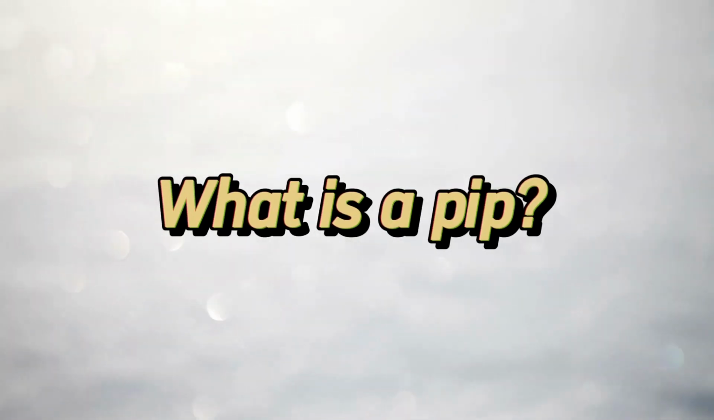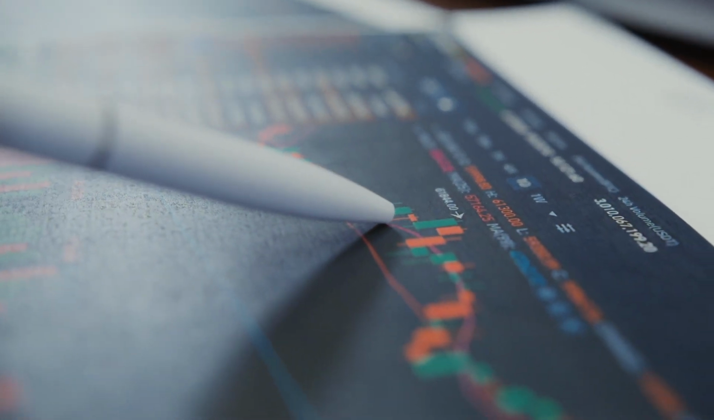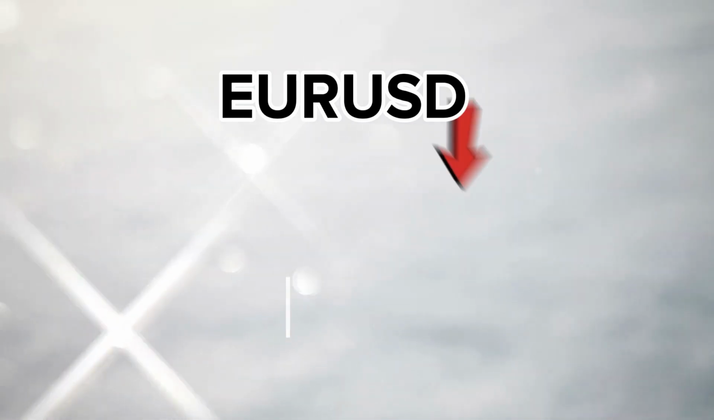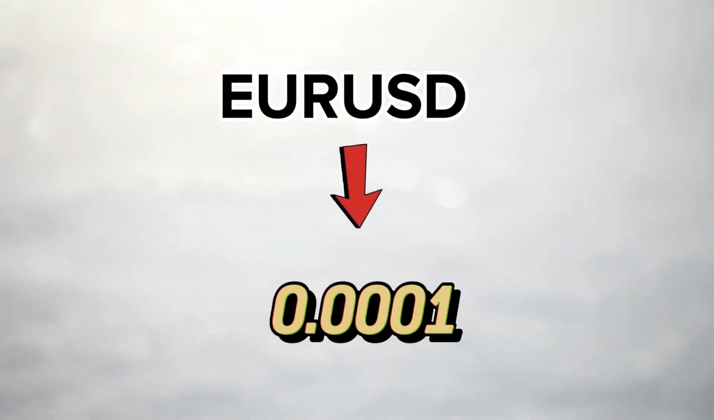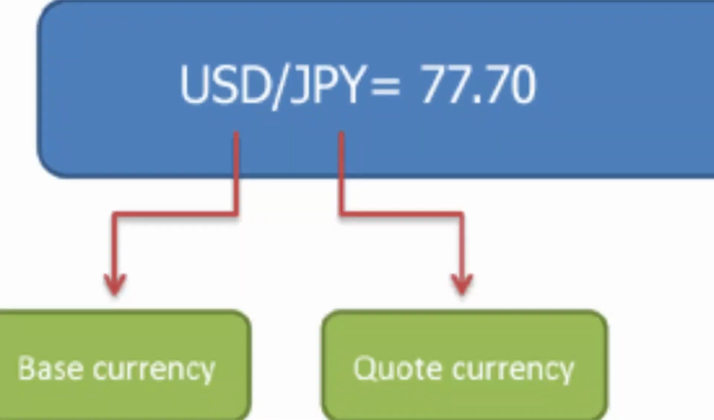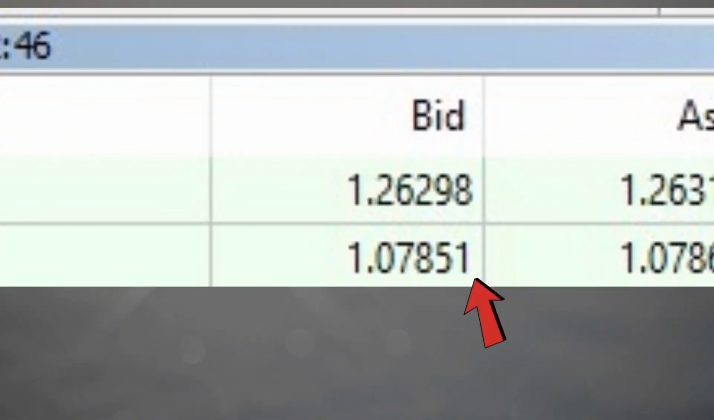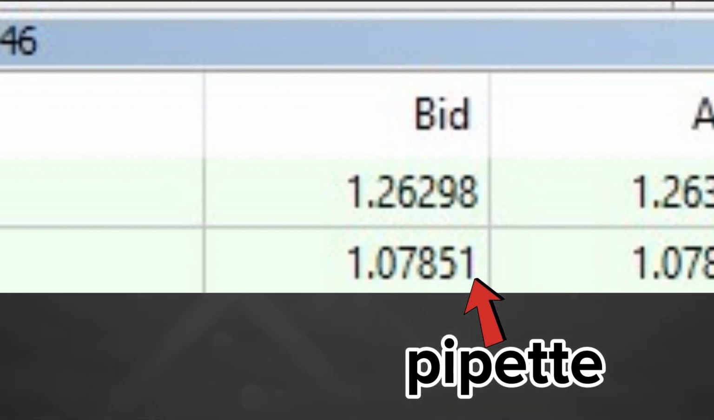So the first one, what is a pip? A pip is the smallest increment of price movement a currency can make. For example, 1 pip for the euro dollar is equal to 0.0001. Most currencies are written to the fourth decimal place, with the fourth decimal place representing 1 pip. However, there are some exceptions when it comes to yen cross pairs, which are often quoted to 2 decimal places. A pip gain for the dollar yen, quoted 145.30, would be 145.31. In addition, 1/10 of a pip is called a pipette, which is represented by the fifth decimal place, as you can see in the example on the screen.